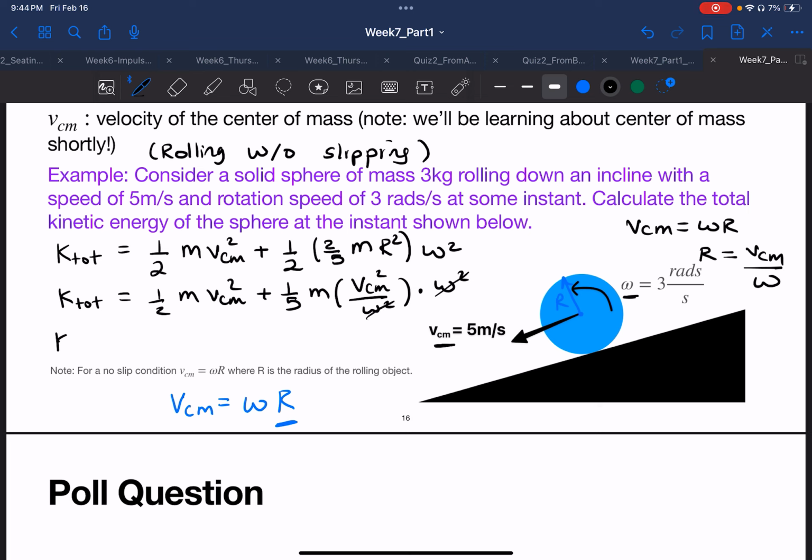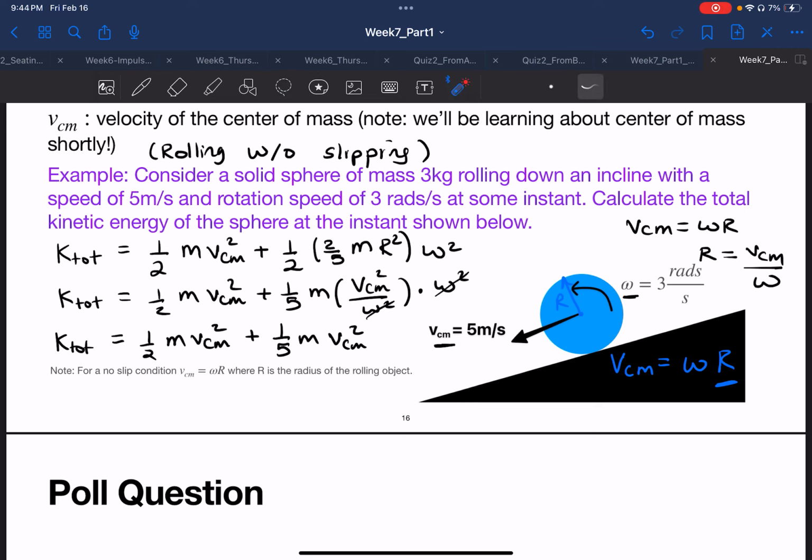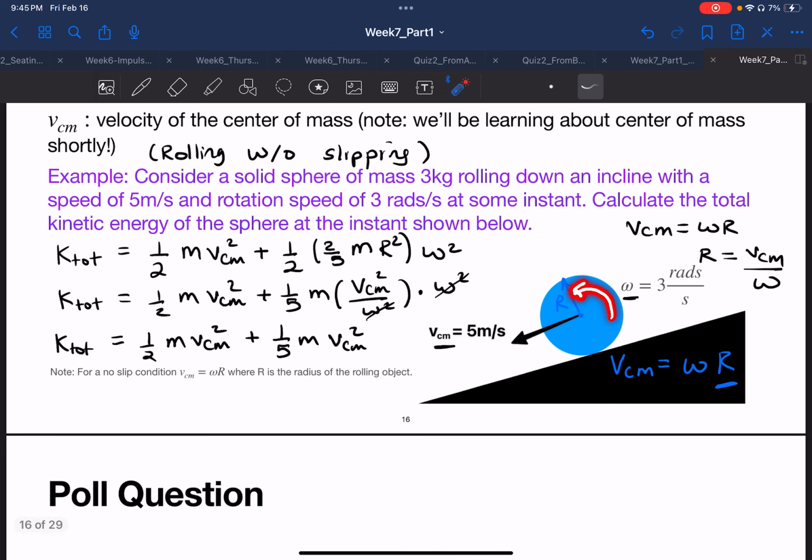So we're left with the total kinetic energy being 1/2 m v center of mass squared plus 1/5 m v center of mass squared. This is a very interesting and insightful expression because it basically tells us that the contribution from the translational kinetic energy is 1/2 m v squared, and then the contribution from the rotational kinetic energy, which can be written in terms of VCM, is 1/5 mass times VCM squared. So you can basically read off what percentage of the energy is in the translational kinetic energy and what percentage is in the rotational kinetic energy. In this case, we're just asked to calculate the total. So we'll go ahead and plug that in.